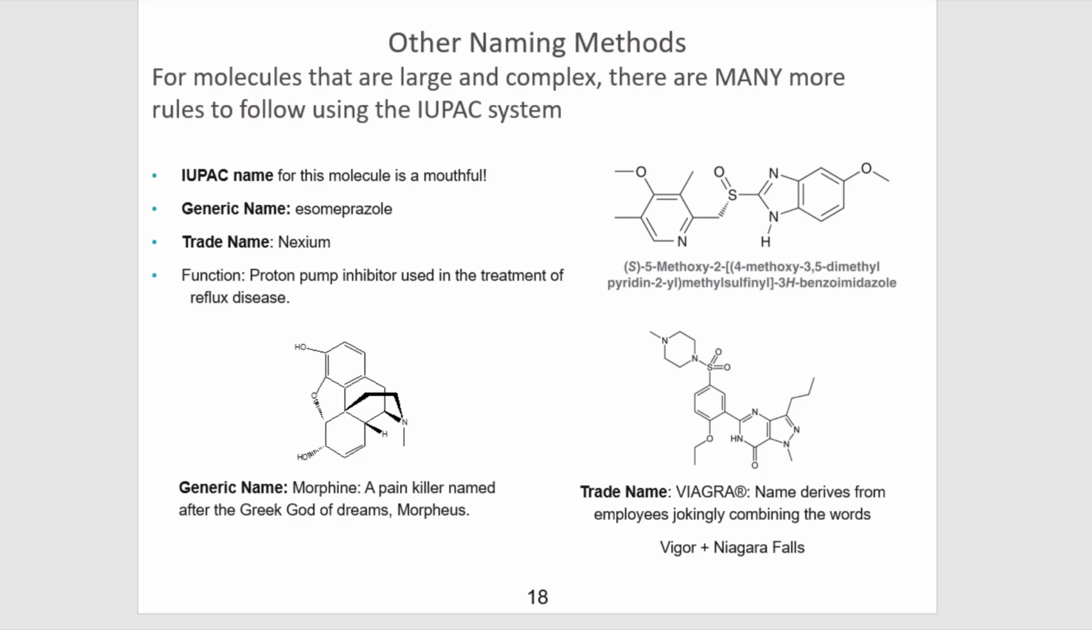Other naming methods. Okay, we've just gone over the basic principles of the IUPAC naming system. These are the rules that were come up with by a group of people trying to systematically name molecules. There are lots of different other ways to name molecules. As a chemist, I get asked all the time by friends and family, why don't you know the name of Nexium? What's the molecule look like? I'm like, I don't know. That's a trade name.